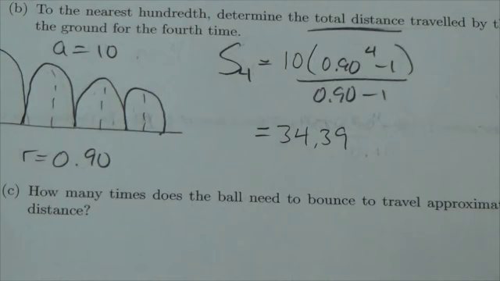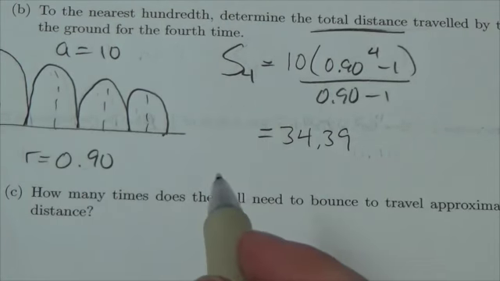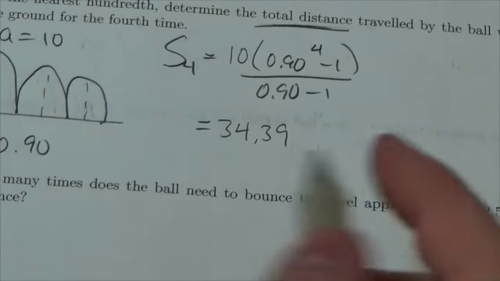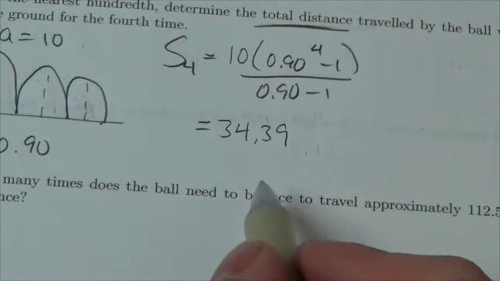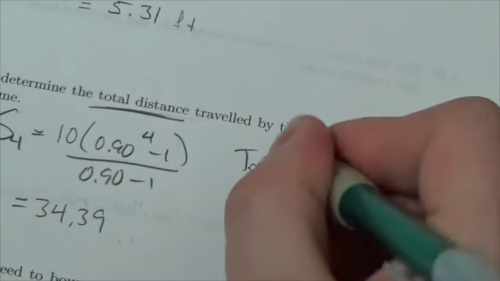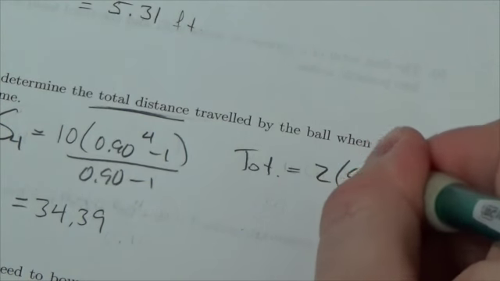Now, if you stop there, you're going to get that wrong. The reason is that all that is the height that this thing bounced up, but that's not the total distance that the ball travels. When the ball bounces, it goes up and then drops back down a height. So each one of these is being multiplied by 2. So to get the total here, I actually have to multiply that sum by 2.